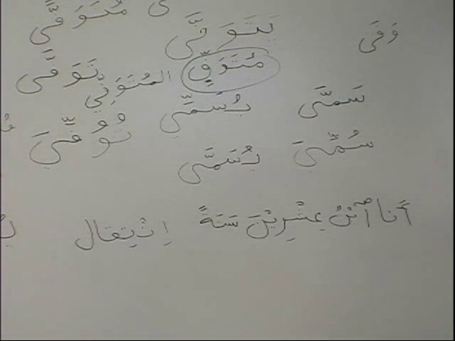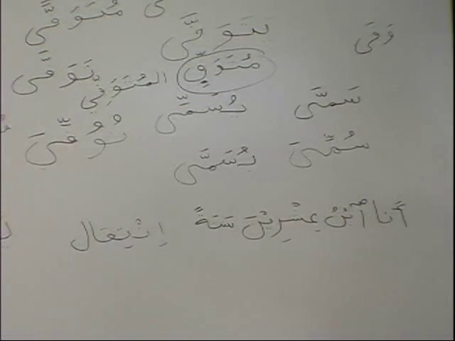Brother and sister, where are we now? Thalasi Miyatin, number 24. في ثلاث مئات. لفظ مئات مجرور بالإضافة. What is the meaning of إضافة, brother and sister? Possessive case. إضافة is possessive case. You know, means it is مضاف إليه.